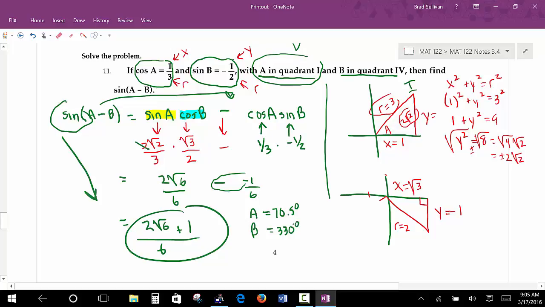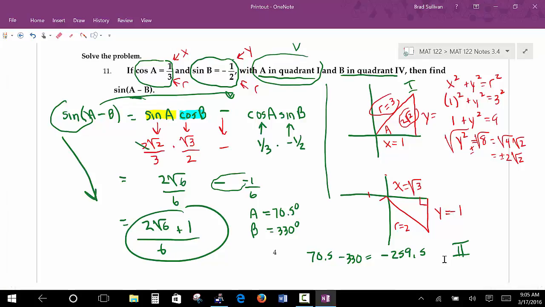Okay. Now what we just did in this problem is we really did A minus B. So if you did 70.5 minus 330, let's figure that out, and that'll tell us what quadrant we're in. So if we did 70.5 minus 330, we have negative 259.5. In your head, where is that angle? It's in quadrant 2. Is the sine of a quadrant 2 angle positive or negative? Did I get a positive or negative answer? Got a positive. Okay. Does that make any sense?